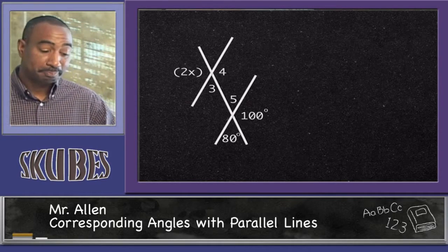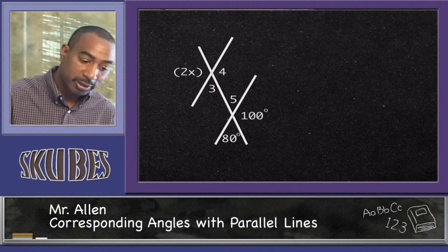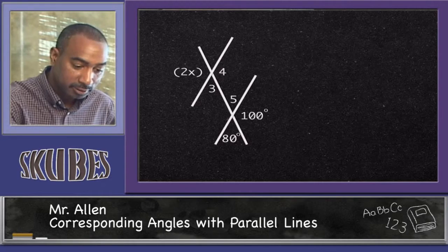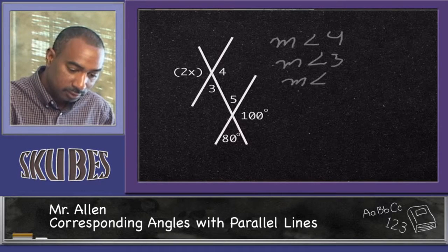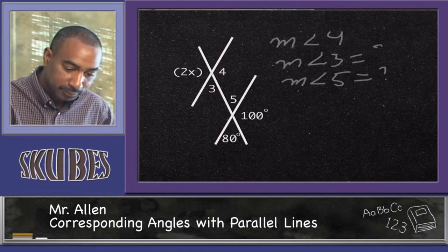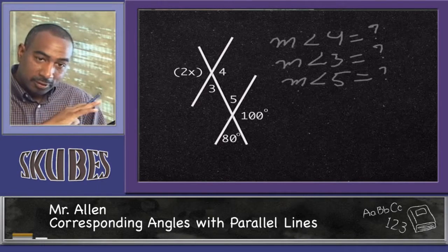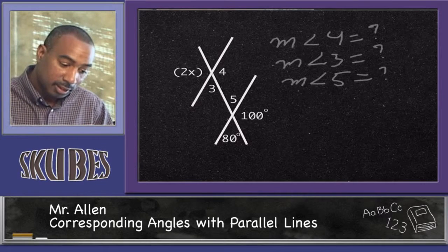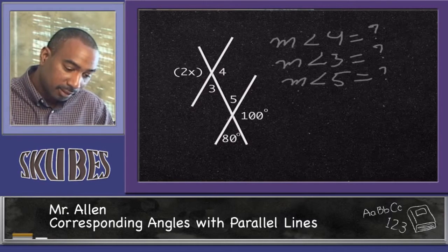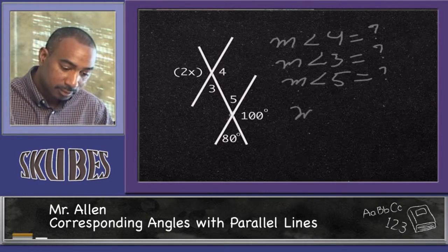Let's try a more challenging problem. Let's find the measures of all the numbered angles, angles 4, 3, and 5. What are the measures of those? Well, again, you can use any of the previous theorems or definitions we used. I see a vertical angle here, so I know that the measurement of angle 5 must be 80 degrees.